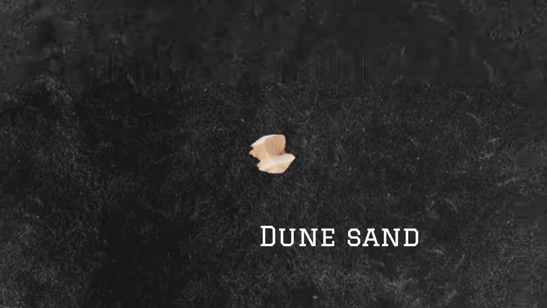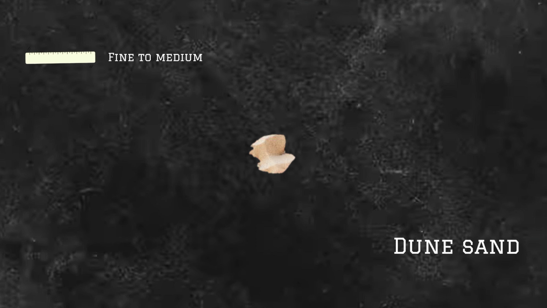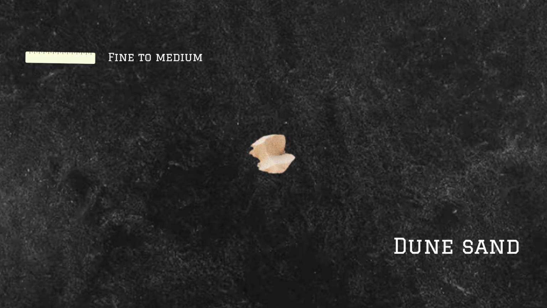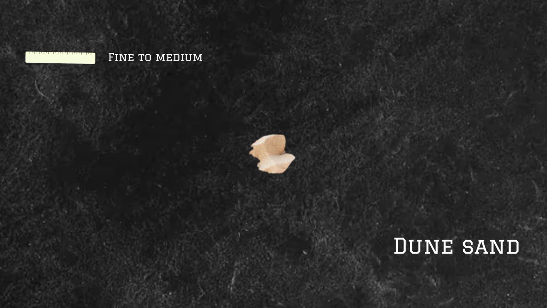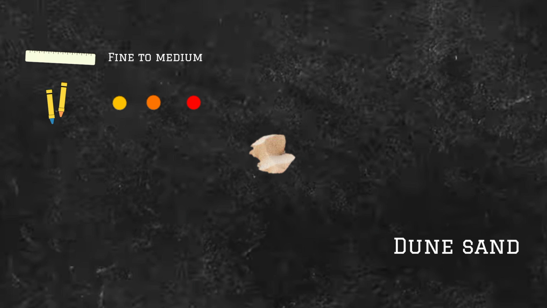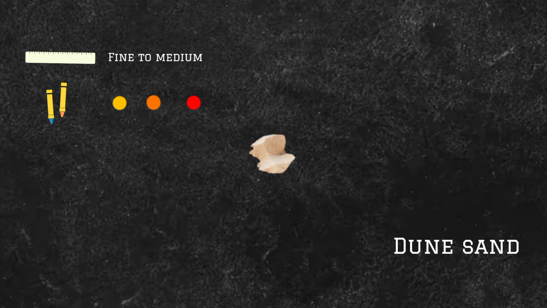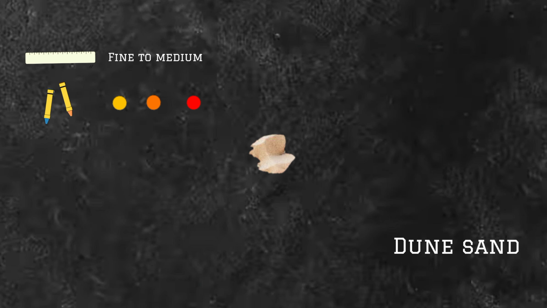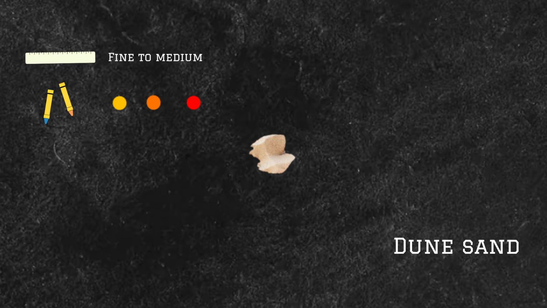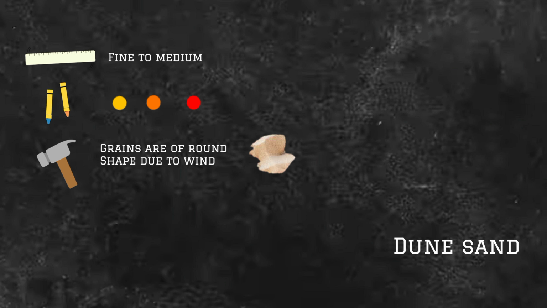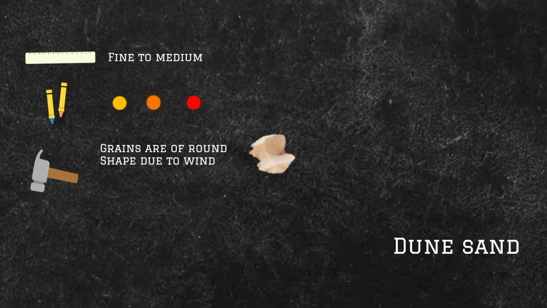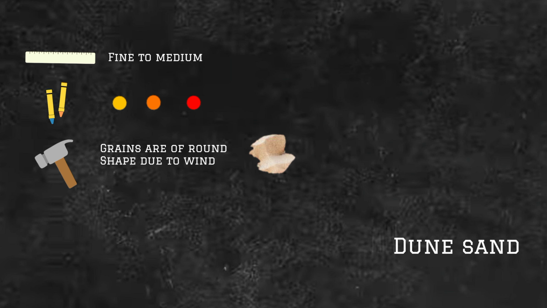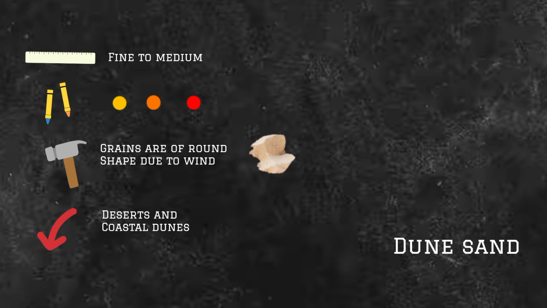Dune sand. Dune sand typically exhibits a fine to medium grain size and is often very well sorted due to wind action. Its coloration can vary from tan to orange or reddish, depending on the mineral content of the source rock. A key property is the rounded nature of its grains, shaped by repeated wind transport. This type of sand is predominantly found in deserts and along coastal dunes.